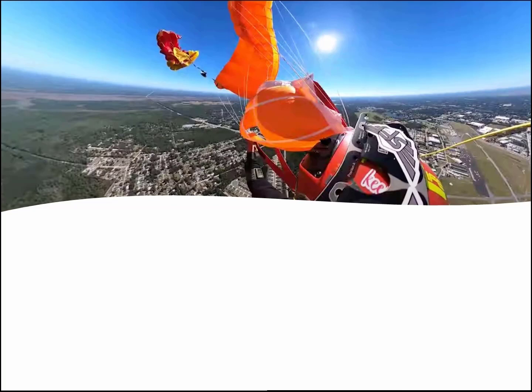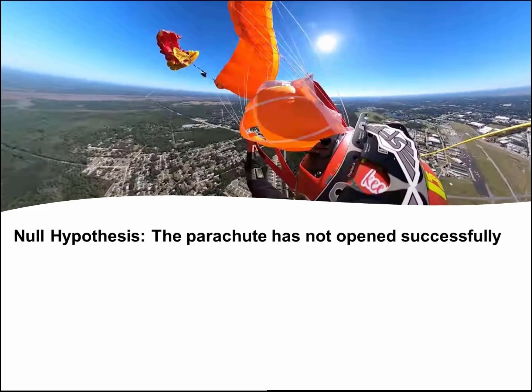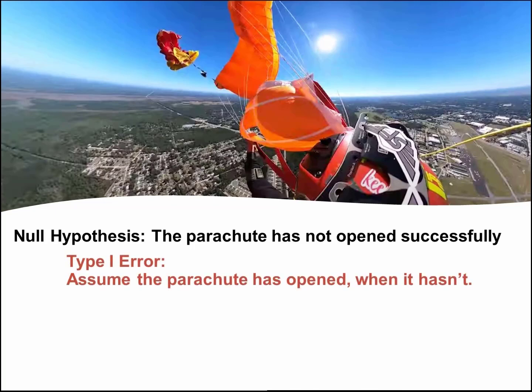As an extreme example, imagine a skydiver who pulls the parachute cord and feels a jolt as if the parachute has opened. Suppose, though, that the parachute has not fully deployed and only partially opened. Here, the skydiver's perception of the parachute opening constitutes a hypothesis test. The null hypothesis is that the parachute has not opened successfully. If they reject the null hypothesis and assume the parachute has opened, when in fact it hasn't, then a type 1 error is made. That is, a false positive occurs, believing that the parachute is in place when it isn't. In this case, the type 1 error may have severe consequences and could possibly lead to injury or death.